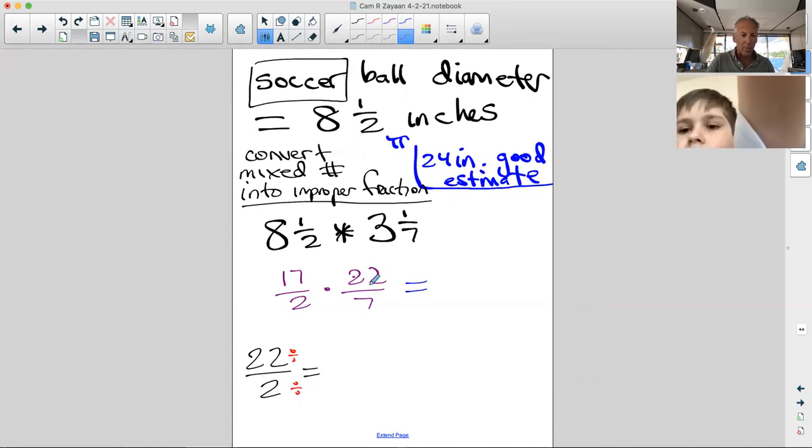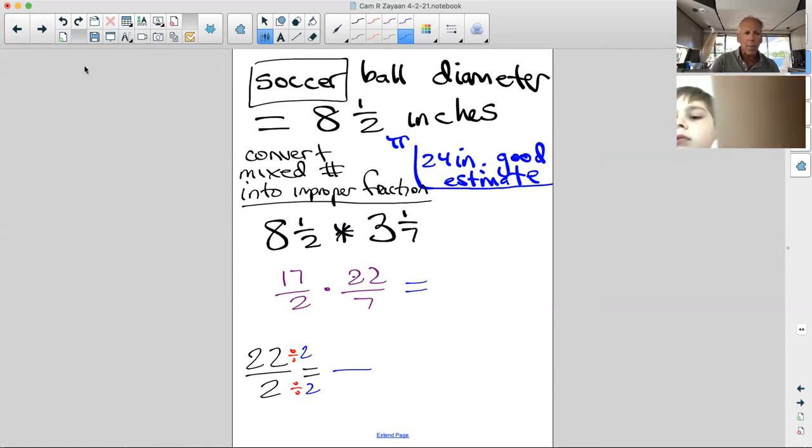Cam, aren't those both even numbers? Speak so I know you hear me. Yes. If you cut even numbers in half, you'll make a simplified fraction. So go ahead. Come on, cut 22 in half. Quick. What's half of 22? How many times does 2 go into 22?